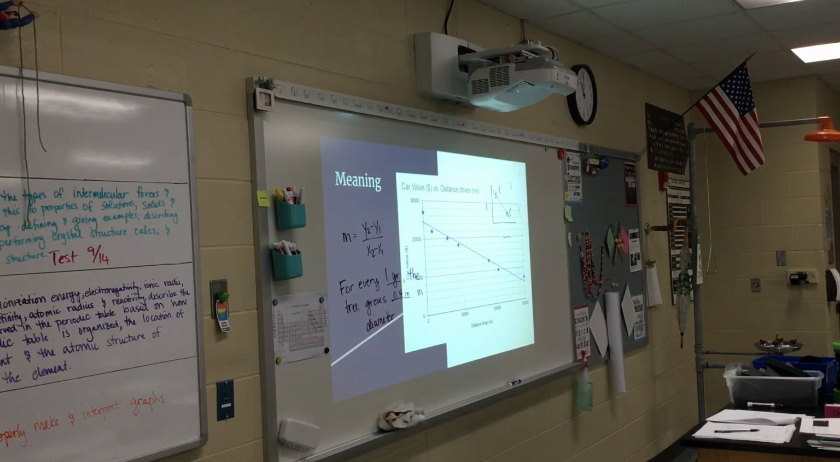Does it matter which one's the Y one and the Y two? No, as long as they're consistent with how you put it in slope.